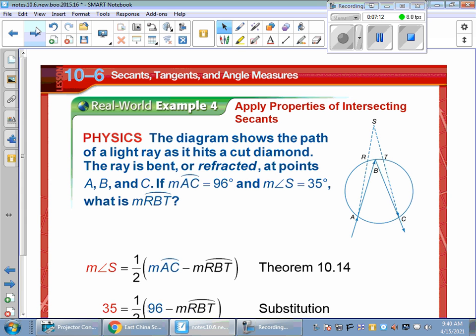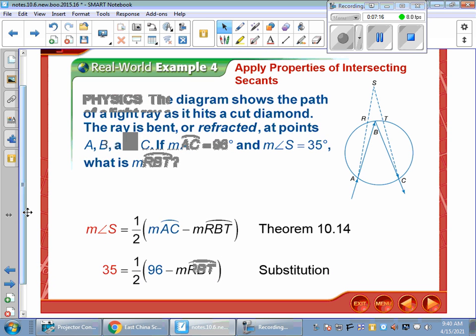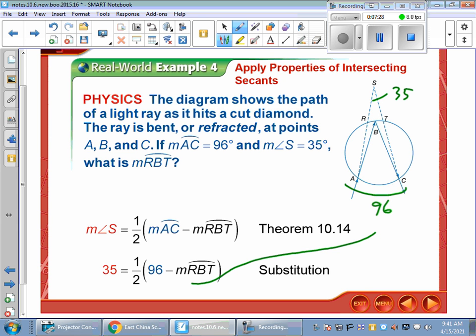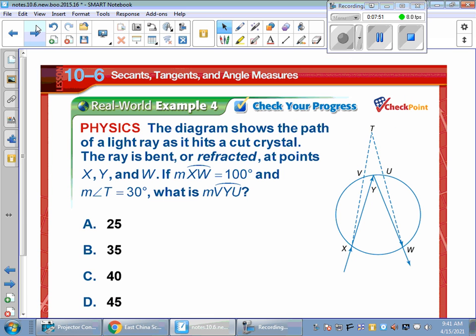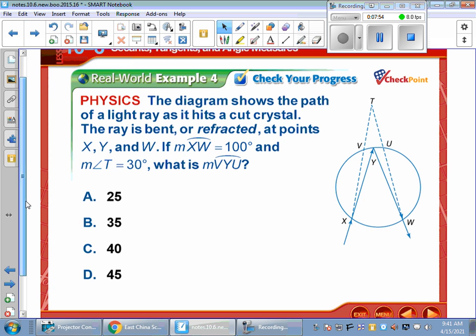Next one here, same concept. They kind of walk you through, and they actually set this one up for you. The measure of arc AC is 96. The angle right here, angle S, is 35. So you're going to go into this equation right here. So you're going to go 35 equals 1/2 of the 96 minus the other arc. And then from there, I would hope that we are able to solve that, times both sides by 2. So you have 70 equals 96 minus x. And you end up with a final answer. So x is 26.